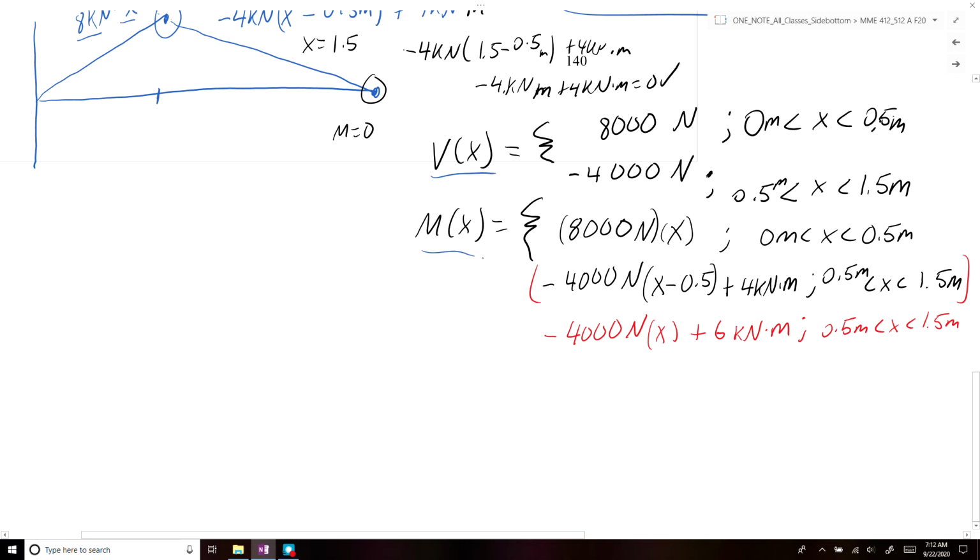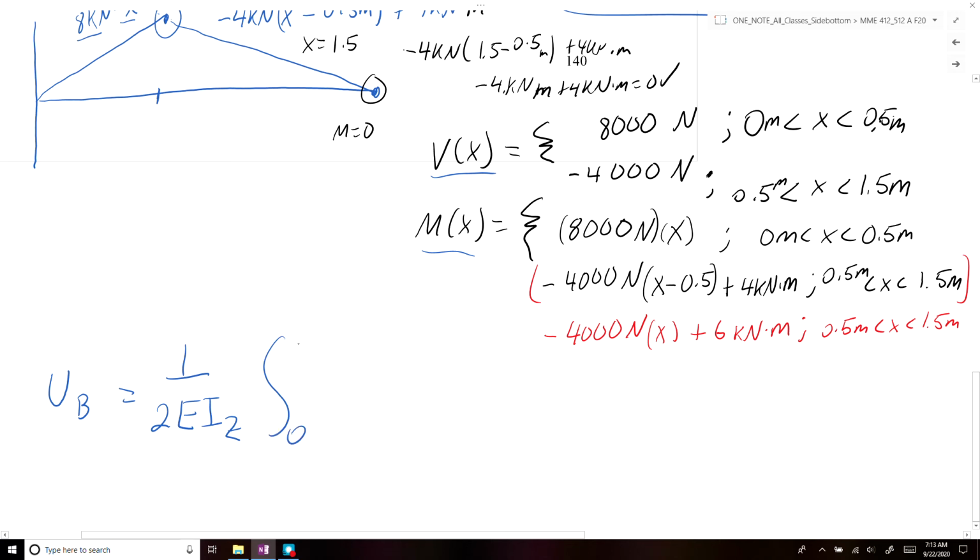This is great because our two equations for our bending strain energy and our transverse strain energy both require V of x and M of x. All right, so let's first do the bending strain energy, U_B. We know that U_B is equal to 1 over 2EI_z from earlier in the lecture.